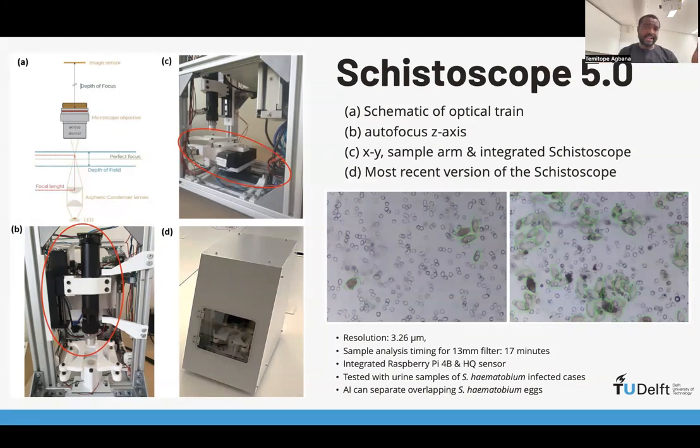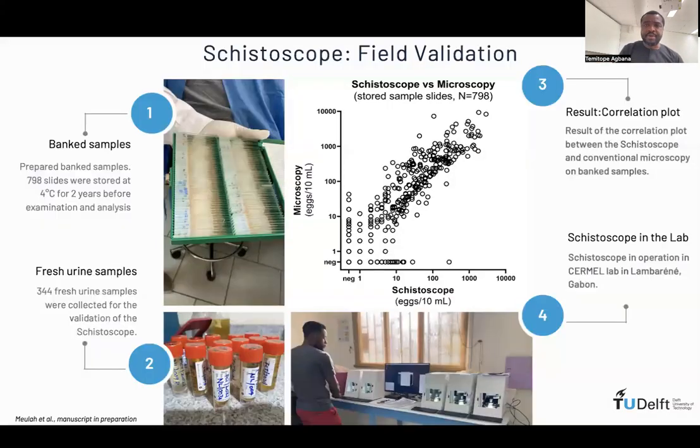You can see on the left the optical train, and then of course the autofocusing algorithm, the sample arm movement, and the final design of the cystoscope as it is right now. On the right, you can see the algorithm picking out specifically the detected eggs from prepared urine samples.